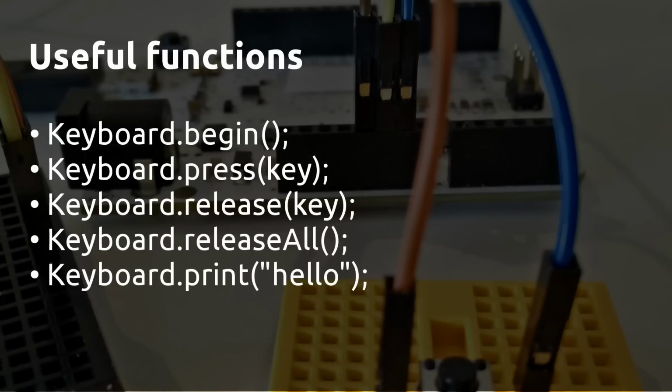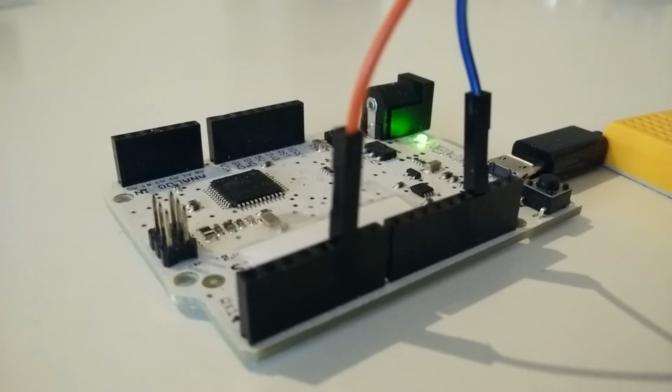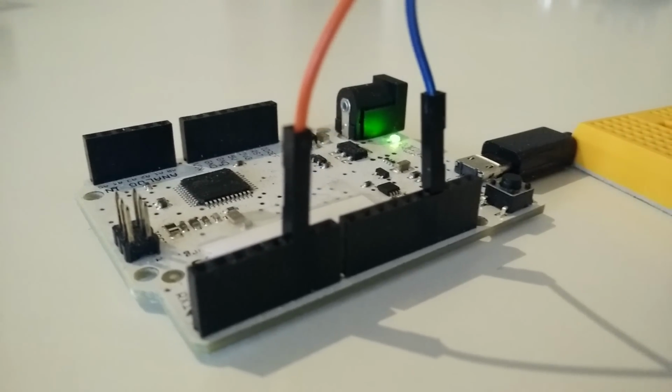To start emulating the keyboard, we use the keyboard.begin function. Then, to start typing, we can use keyboard.press and keyboard.release, or just keyboard.releaseAll if you press multiple keys. To write some text, there is the keyboard.print function. And that's really all there is to know.